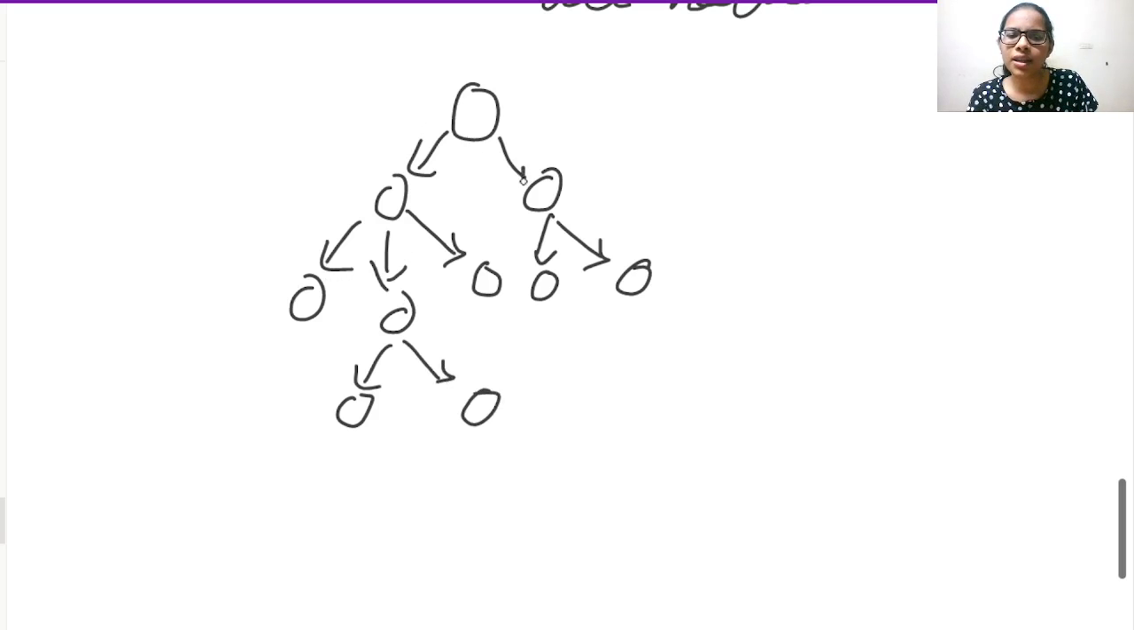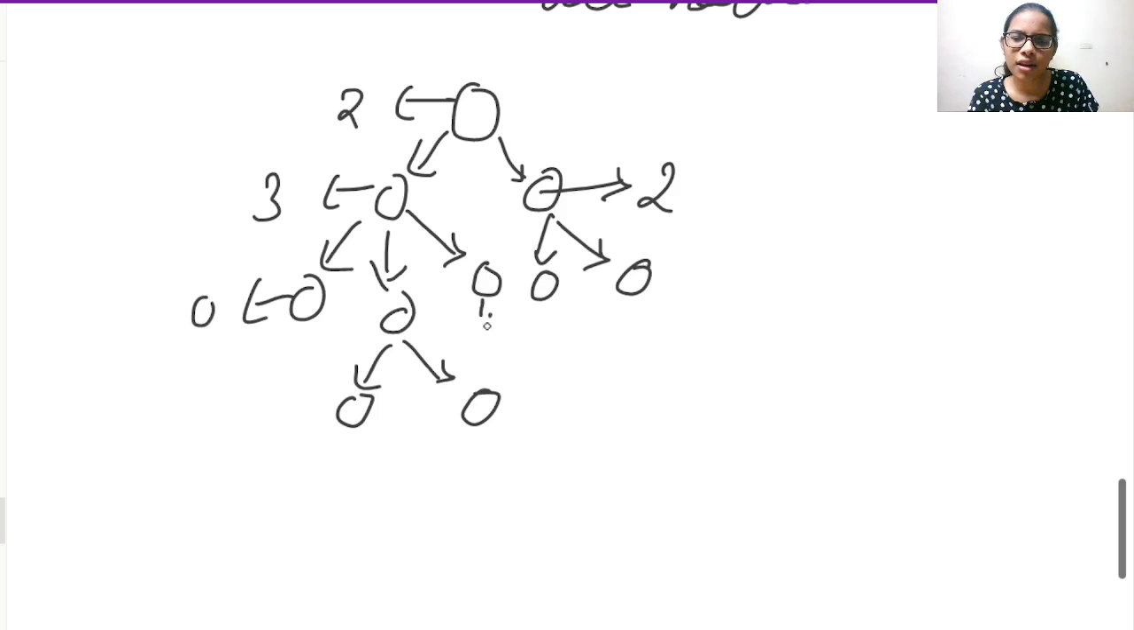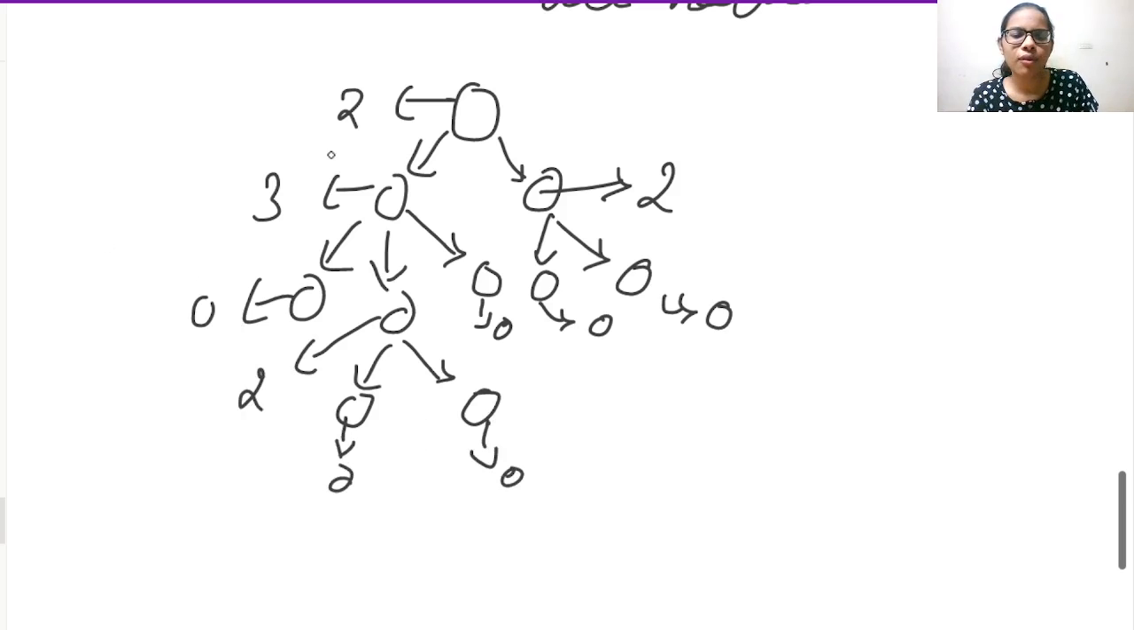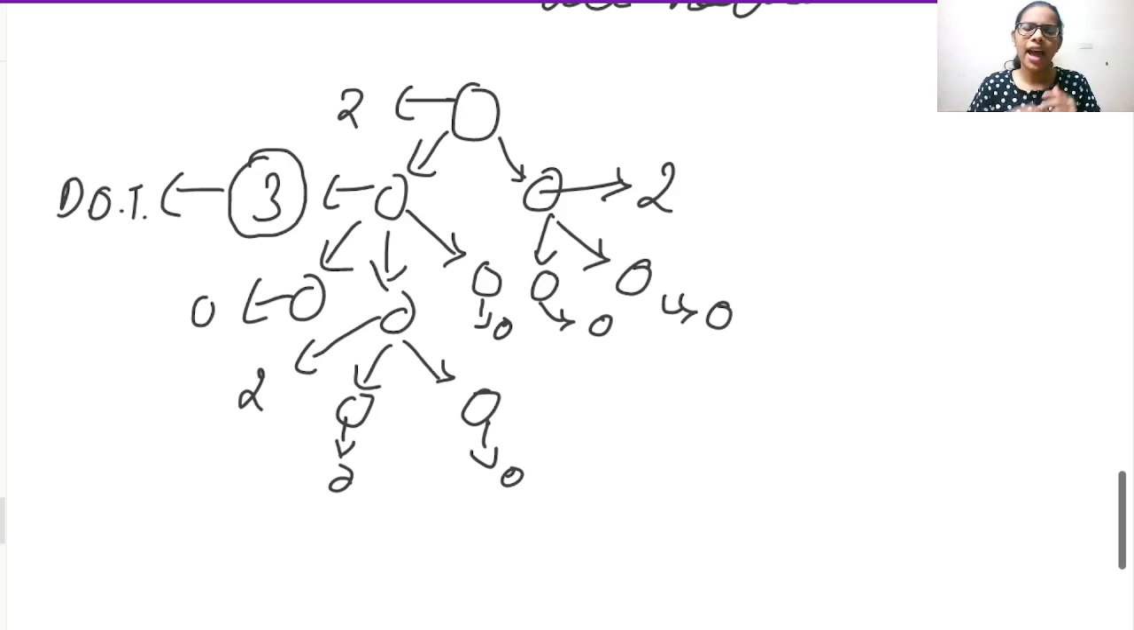So over here, what will be the degree of nodes? Degree of this node is 2, degree of this node is 3, degree of this node is again 2. Here we have 0 degree and over here also we have 0, 0 and 0 degree. And over here this has degree 2, here it has 0 and over here it has 0. So what is the highest degree over here? Highest degree is 3 and thus 3 is the degree of tree. So this was about degree of node and degree of tree, and about tree and its terminologies.